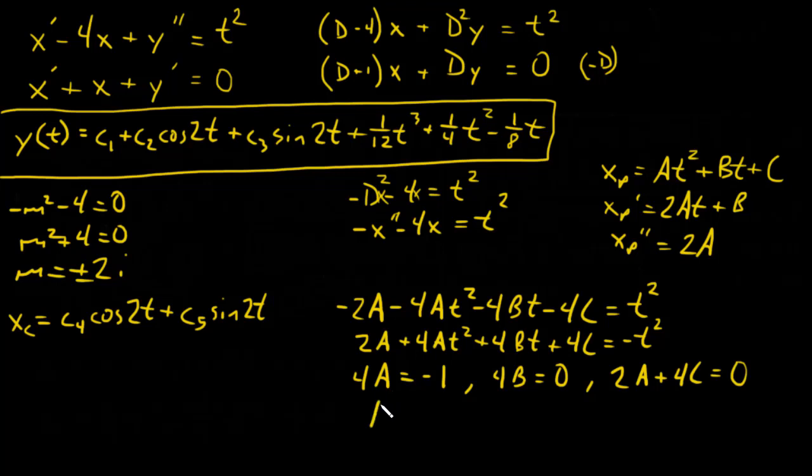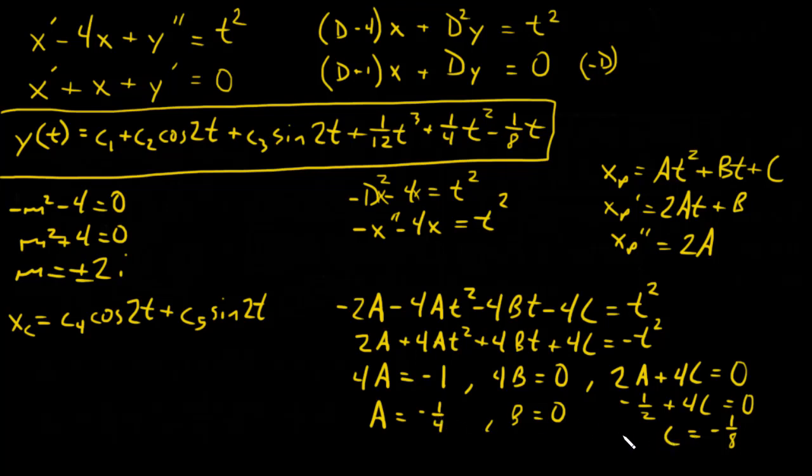Well, this lets me know that a is equal to -1/4, and b is equal to 0, and then this is going to be -1/2 plus 4c equals 0. So c is going to equal -1/8. Is that right? Did I get that right? I've got a is -1/4. I think that looks right.